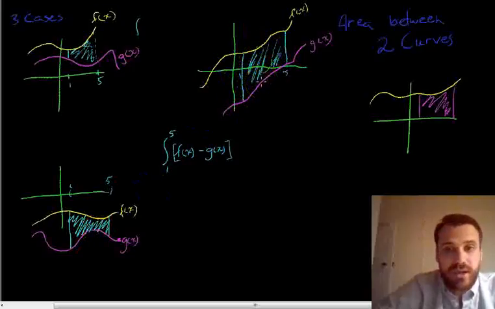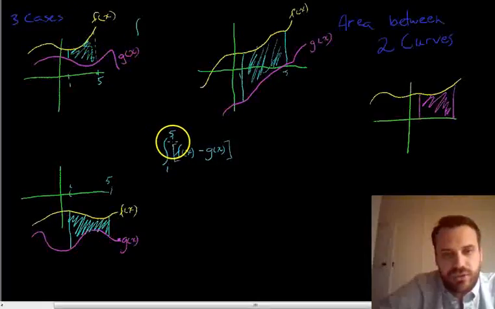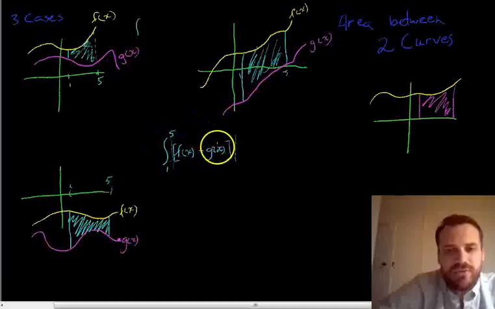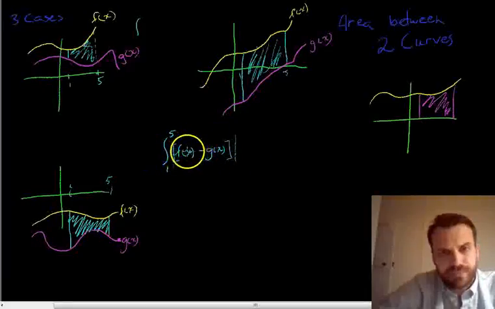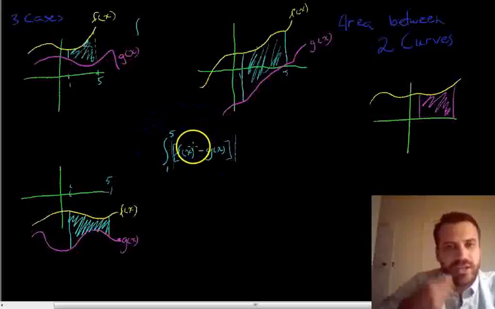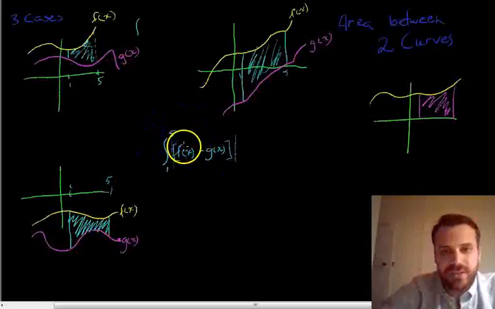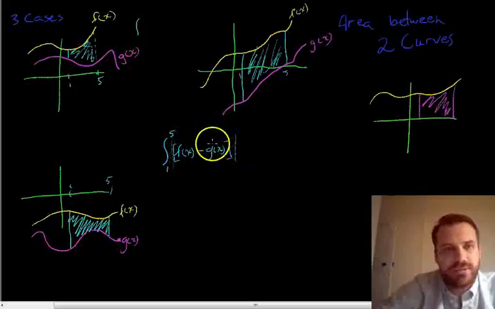Now, there is a way around this. If you don't want to be bothered remembering to put f of x on the top and g of x on the bottom, you can be lazy and throw some absolute values around either side. Because if you get it backwards, if you get g of x minus f of x, the only thing it's going to change is that your area is going to be negative instead of positive. So it's not going to be that big a deal.